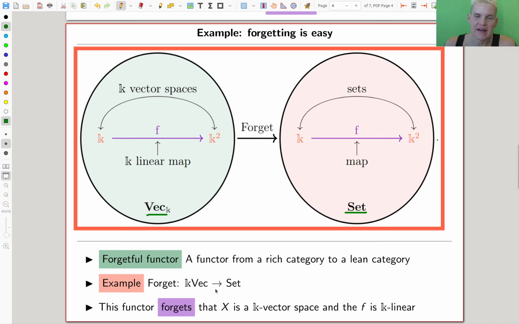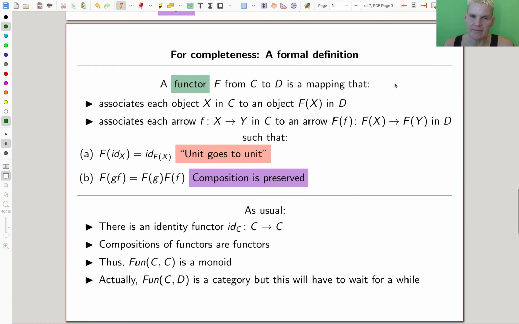In some sense, Set is a forgetful version of vector spaces. Forgetting is always easy. There turns out to be a map in the other direction, but not today. It's called an adjunction, the free vector space construction. And the functor is then what you think it is. Composition is preserved. And there's this unitality axiom, so units will also go to units.